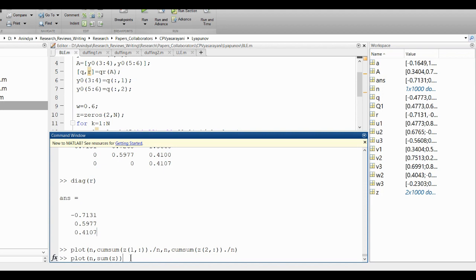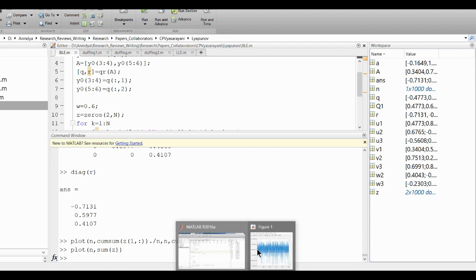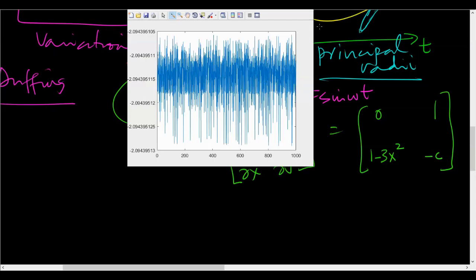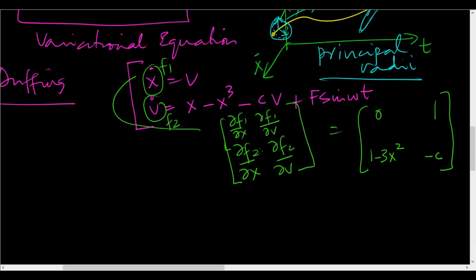integration period. Okay, so when I do that, you find it looks very jagged, but actually if you look at the vertical axis, you will realize 2.094395 is common to all of them. There is actually no difference. It's just a constant. What is this number? Well, we can understand that if we go back to this equation here.